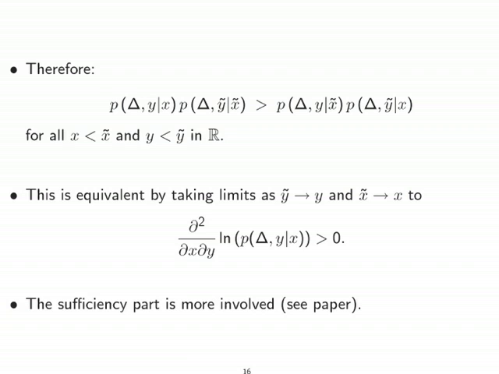The sufficiency part is more involved. The fact that this is sufficient to say that you have continuity is more involved, but certainly by now you should be convinced that this is necessary. That if you have continuity of the sample paths, then the density must satisfy this requirement, which, as I said, is a testable implication.